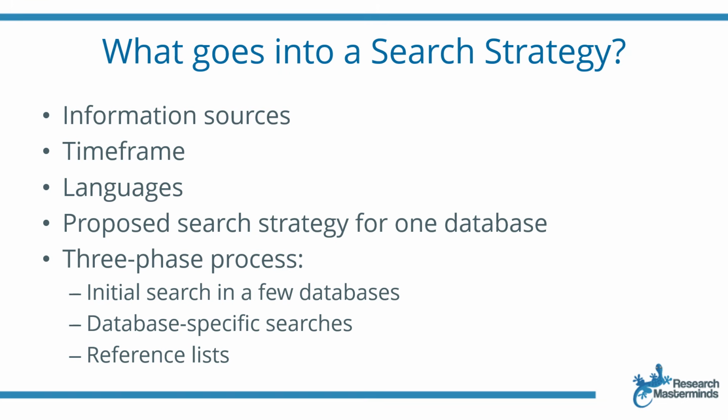Then once you have more text words, you can do a database specific search in each of the databases identified. And then thirdly, you'll search in the reference list of each of the full text studies which are eligible to be included in your systematic review. And the aim there is just to find more studies that you can include into your systematic review.